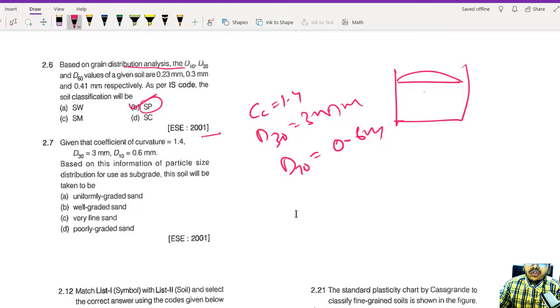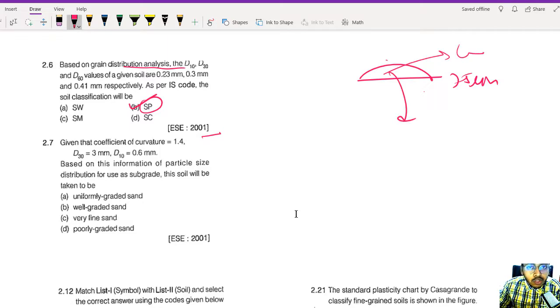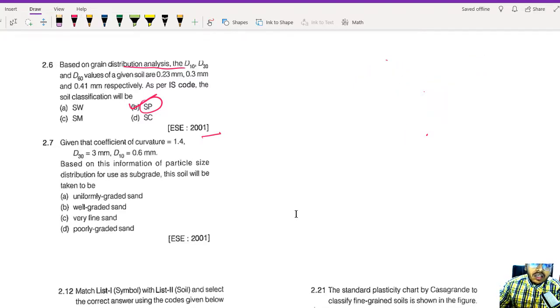You just have to see how much content is present above and below. If more content is present above, we will call it gravel, or if more content is present below, passing through 4.75 mm, then we will call it sand. As simple as that. No need of a 50% rule. The 50% rule was for the 75 micron sieve. For the 75 micron sieve, if more than 50% is retained, then it is coarse grain. If more than 50% is passing, then we call it fine grain. So things are clear, right?